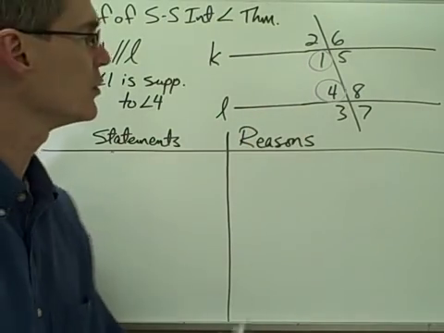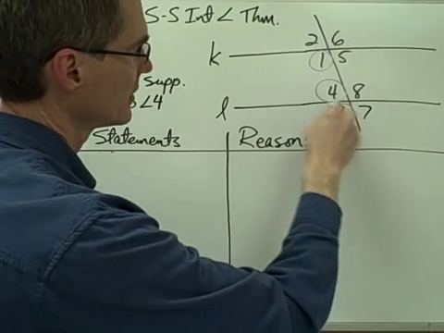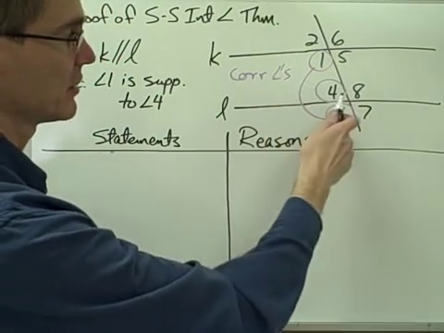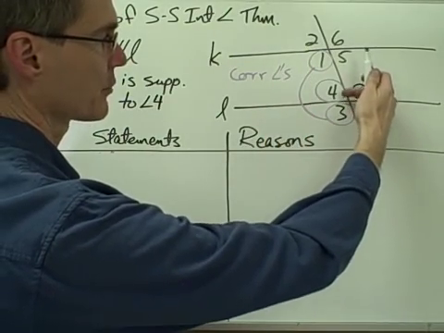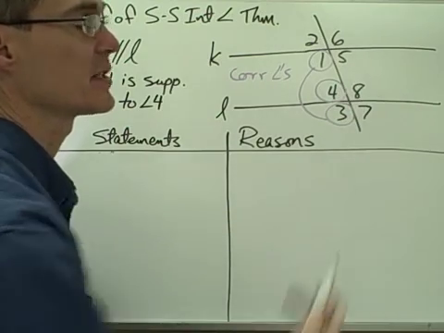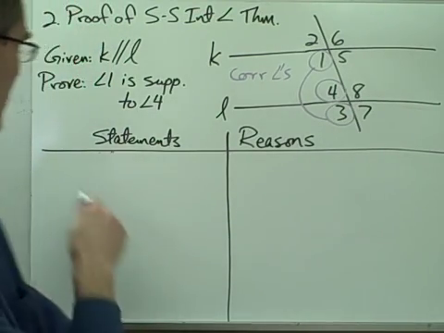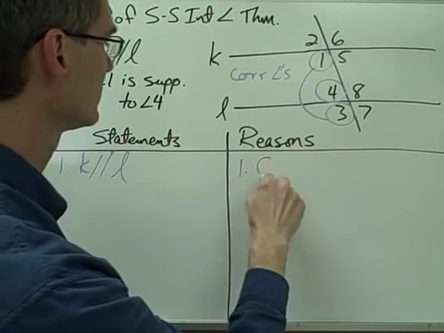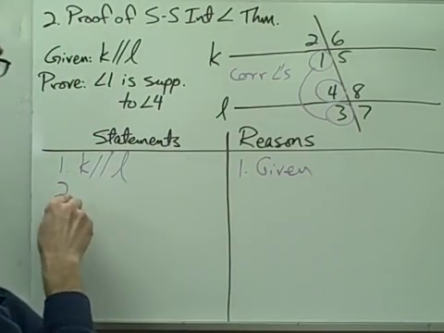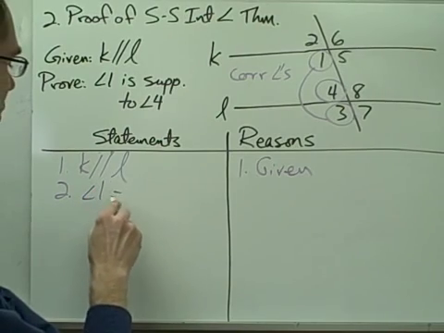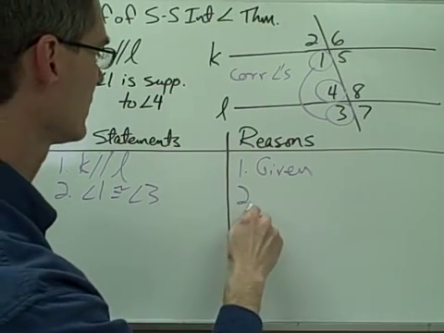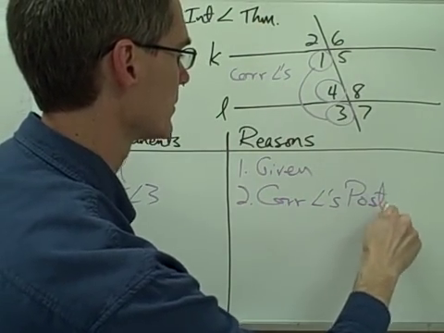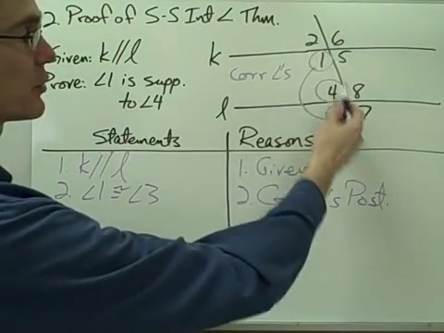Well, once again, I'm going to use my corresponding angles postulate, and I'm going to use the fact that these two corresponding angles must be congruent. Then I'm going to show that angle 3 and angle 4 must be supplementary because they are a linear pair. So let's go that far. Start with my given information. K is parallel to L. Step 2, angle 1 is congruent to angle 3. How do I know angle 1 is congruent to angle 3? Because they are corresponding angles. And my corresponding angles postulate tells me that those two angles must be congruent.